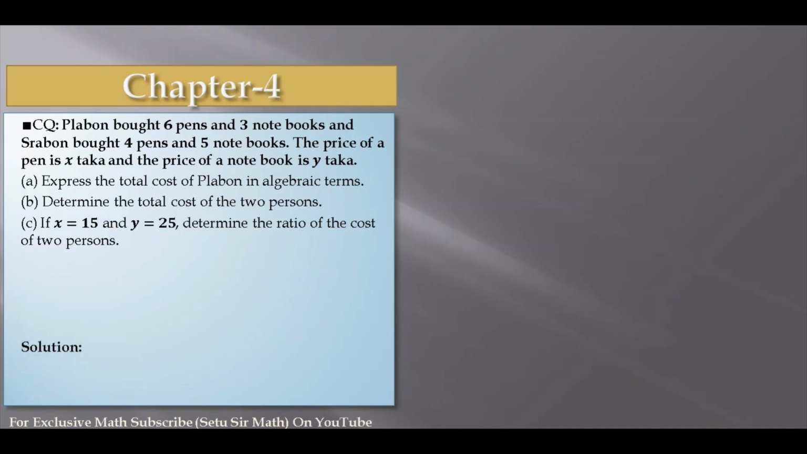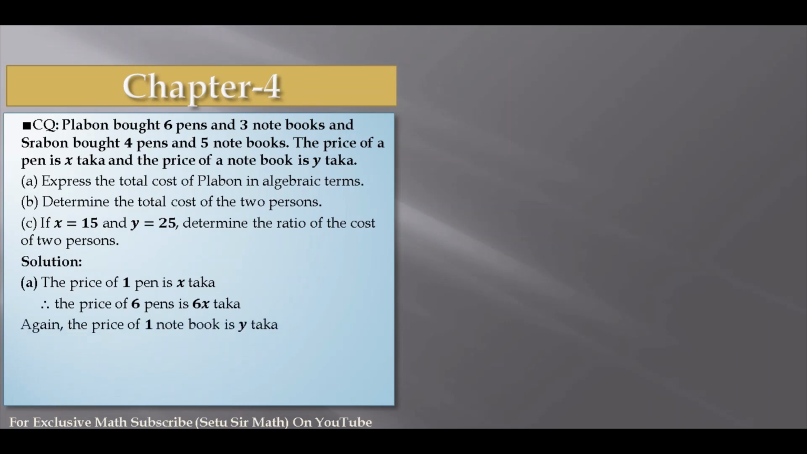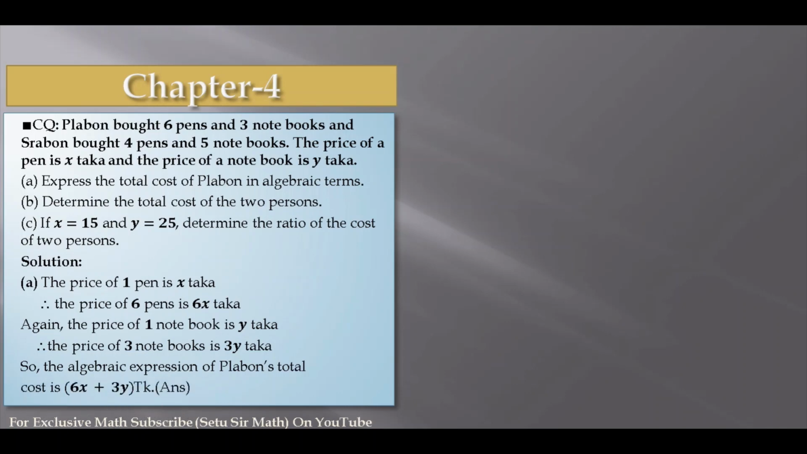Let's see the solution. Number A. The price of 1 pen is x taka. Obviously the price of 6 pens is 6x taka. Again, the price of 1 notebook is y taka. The price of 3 notebooks is 3y taka, because 3 and y are multiplied. So the algebraic expression of Plavon's total is 6x plus 3y taka.